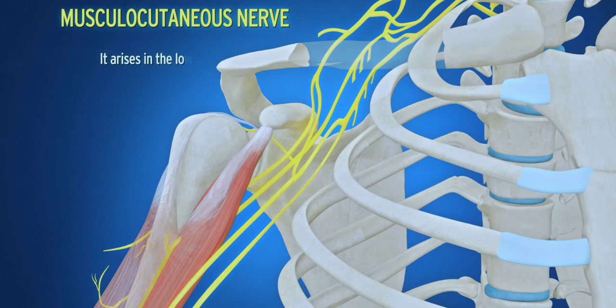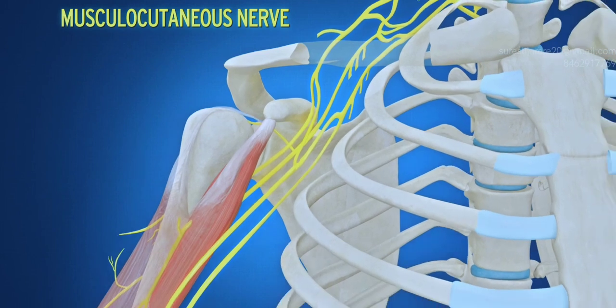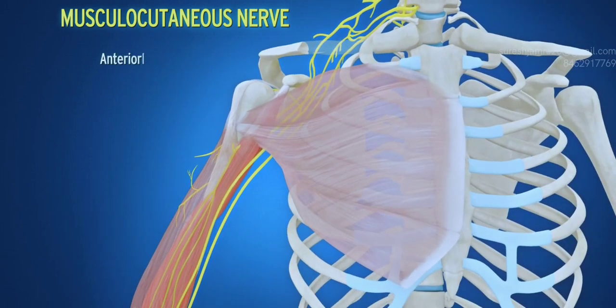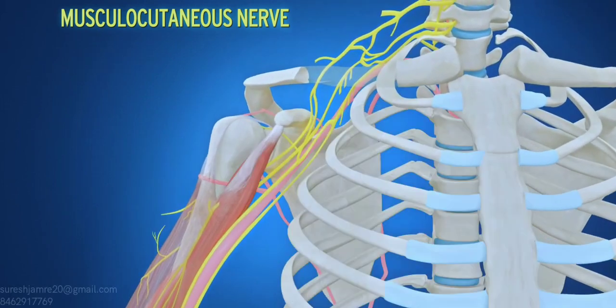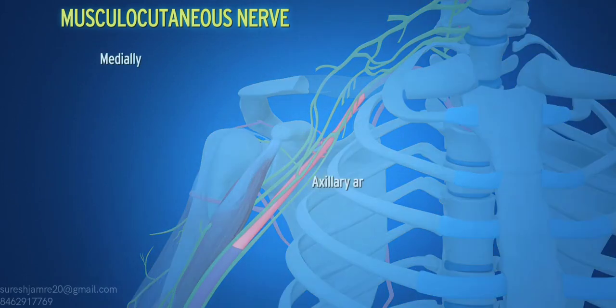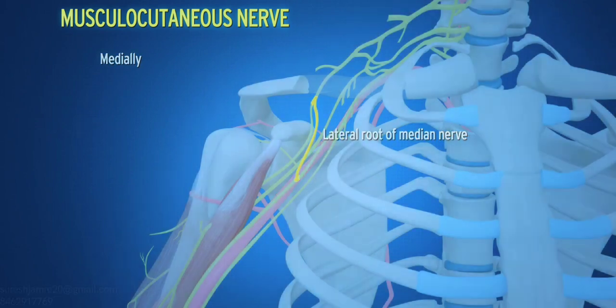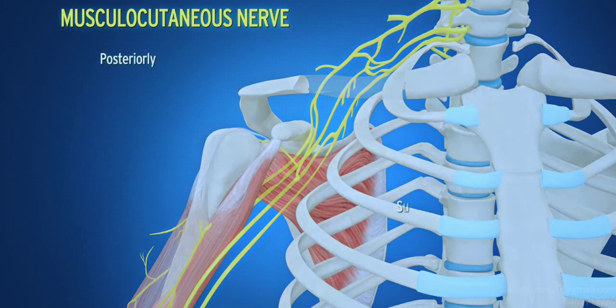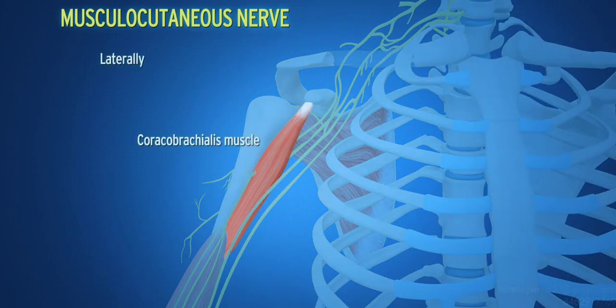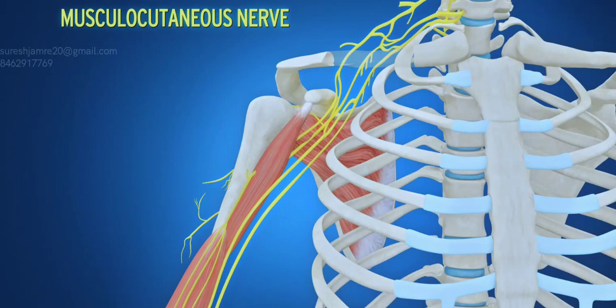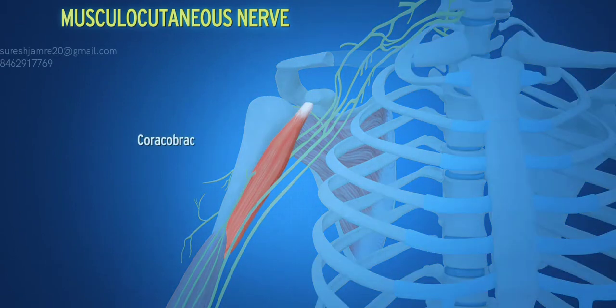It arises in the lower part of the axilla where it is related anteriorly to pectoralis major muscle, medially to axillary artery and lateral root of median nerve, posteriorly to subscapularis, laterally to coracobrachialis muscle. It enters the arm and pierces the coracobrachialis muscle.